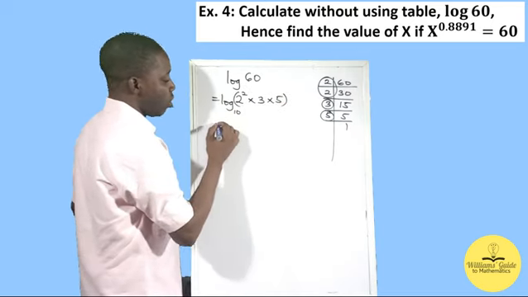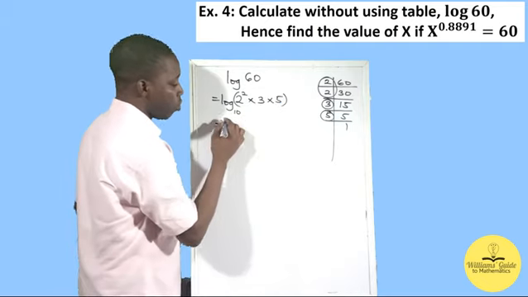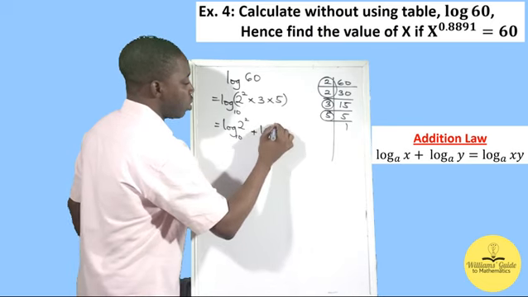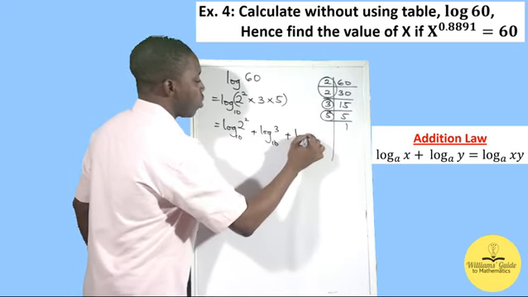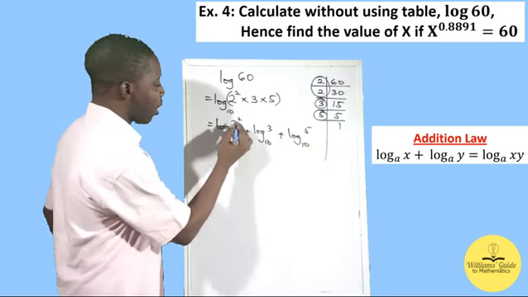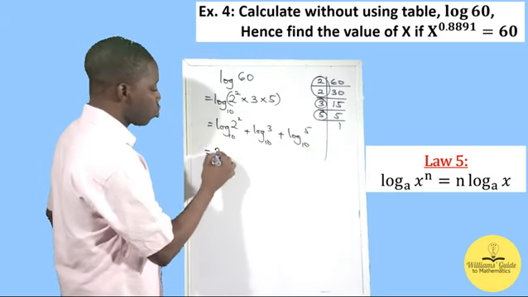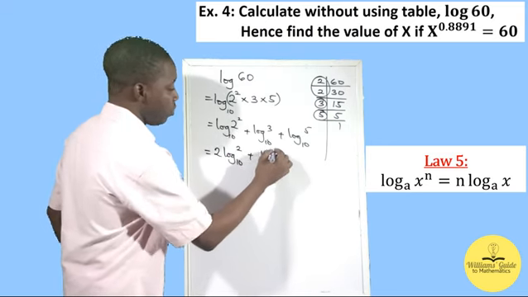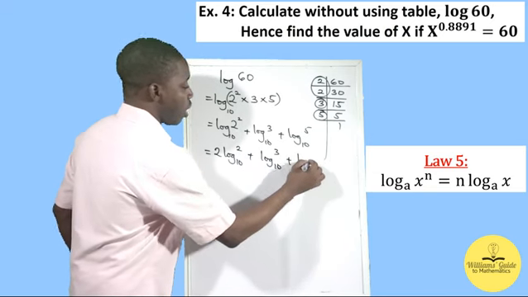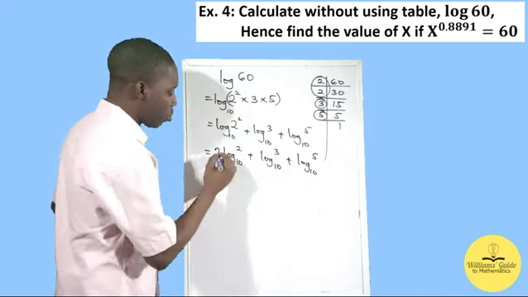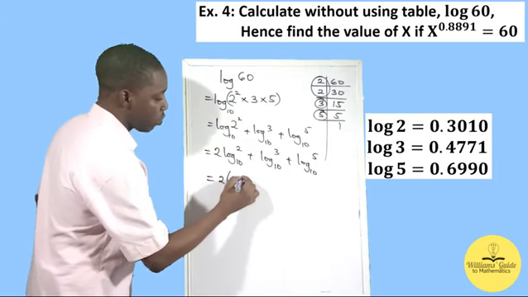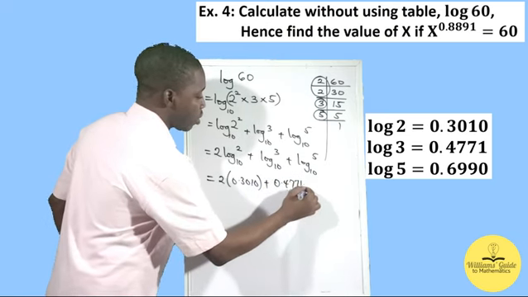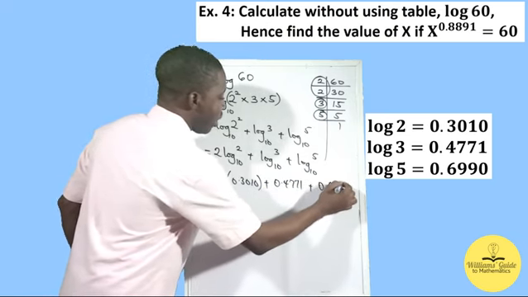All in base 10. So splitting this using the first law, we have log 2 raised to power 2 to base 10 plus log 3 to base 10 plus log 5 to base 10. From our log 2 squared, the 2 will come to the front. We have 2 log 2 to base 10. The others do not have power, so we leave them as log 3 to base 10 and log 5 to base 10. According to the question, log 2 is 0.3010, log 3 is 0.4771, and log 5 is 0.6990.